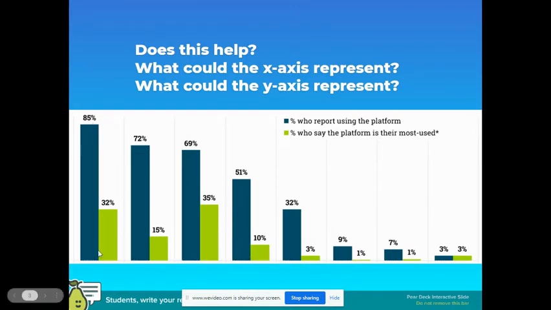We have a bar here that says 85% and a bar here that says 32%. Those seem to be together for some reason, 72% and 15%. Well, now we put a key on there. Percent who report using the platform. The green is the percent who say the platform is their most used. Okay. So what could the x-axis represent? That's what could these bars mean, each of these segments? And what could the y-axis represent?